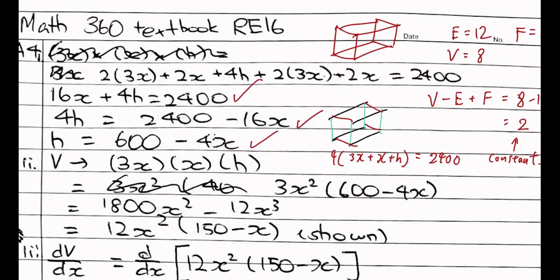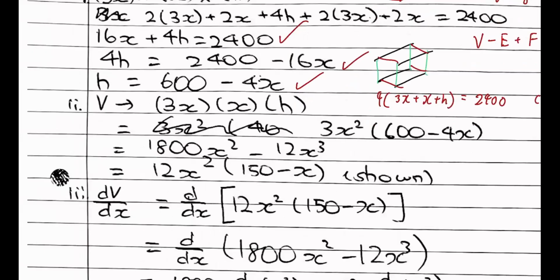Good. Part 2, show that the volume V equals 12x squared times 150 minus x. So volume equals base area times height. Please use an equal sign, not an arrow anymore. Base area in this case is 3x times x, multiplied by the height h. But how many types of variables do you see here? There are 2 types, x and h. Can we have 2 types? No. Part 1 already asked for h in terms of x, which is exactly what you did in part 1, 600 minus 4x. Sub in.